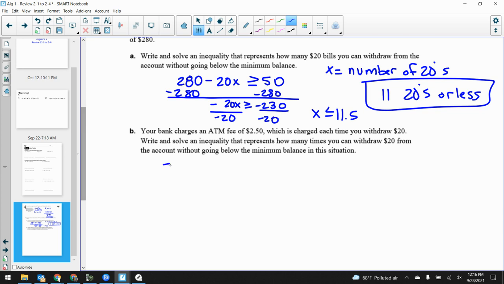So this inequality now becomes this. I've got my original amount. I'm going to withdraw away a certain amount, and I got to keep above 50. Now, every time I take out $20, how much is it charging me? $2.50, right? Every time I withdraw $20, I'm taking another $2.50 out of that account. So I'm not just going down $20. I'm going down $22.50 every time I withdraw a 20. $22.50. And that's a true statement.